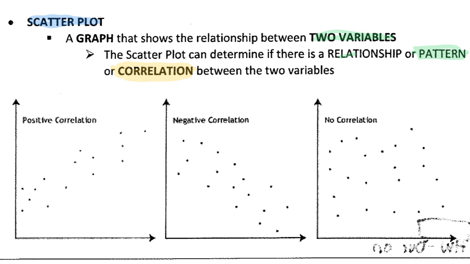There's positive correlation, which is this first one right here. It's positive because if you look at these dots, they make an upward trend. There's a negative correlation because, if you're looking for a pattern, they all go down. And the last one is no correlation, because there's no set pattern in the data.